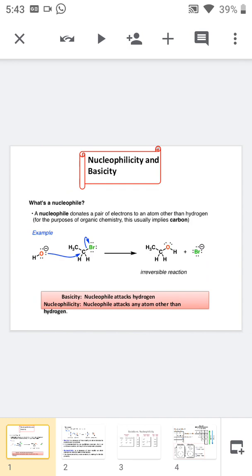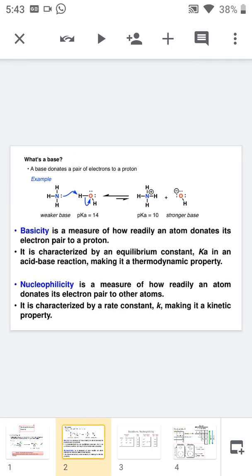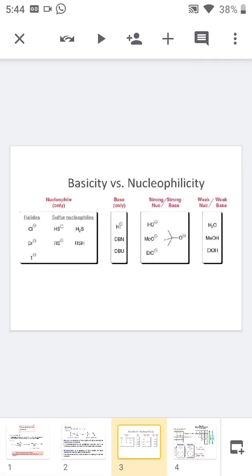But nucleophilicity means a nucleophile attacks any atom other than hydrogen. So in definition, basicity is a measure of how readily an atom donates its electrons to a proton, and it is characterized by a reversible reaction. That means it exists in an equilibrium. So the acid-base reaction makes it a thermodynamic property. Whereas nucleophilicity is a measure of how readily an atom donates its electron pair to another atom, and it is characterized by a rate constant K, and it is a kinetic property.